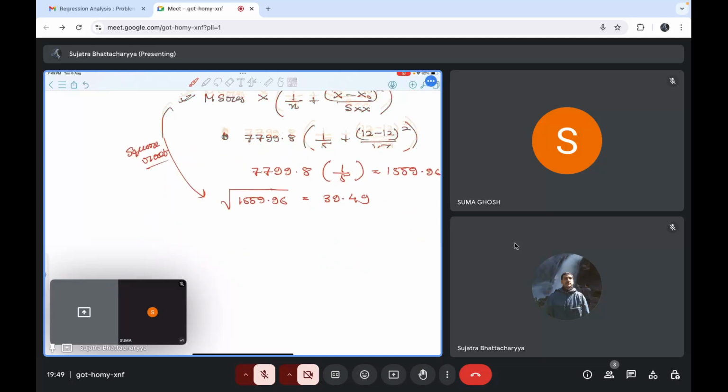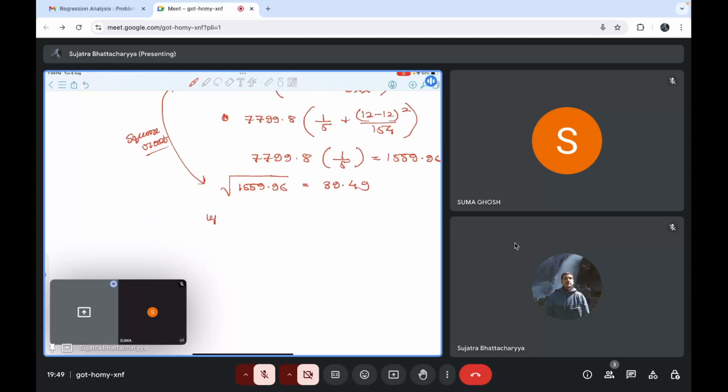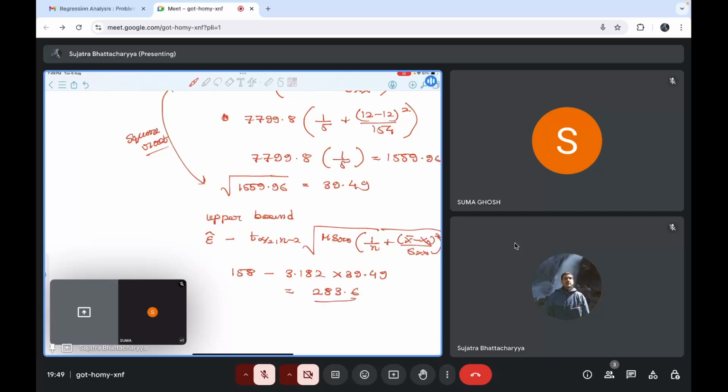So finally, let us calculate the upper bound. The upper bound is what? E hat minus t alpha by 2, n minus 2, times the root of MS residual times 1 by n plus x bar minus x naught whole square divided by Sxx. Okay, so E hat we have calculated to be 158 minus 3.182, and this root we have calculated to be 39.49. That comes out to be 283.6. This is one of the bounds.